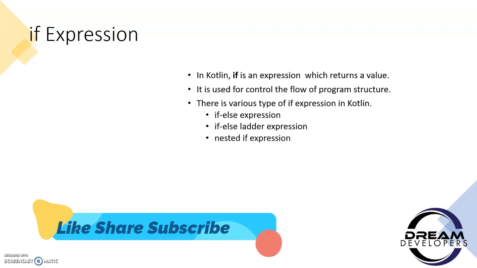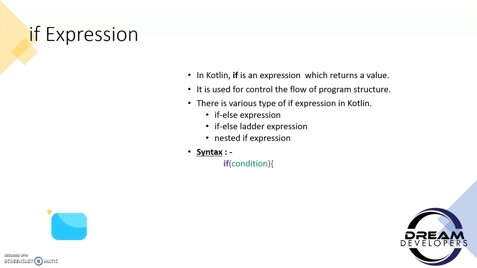Now let's see the syntax of if expression in Kotlin. First, we have to write the if keyword, and then in the bracket we have to specify the condition. In this block we have to write the code which will execute if the condition is true, or if the condition is false, then it will return in the else part.